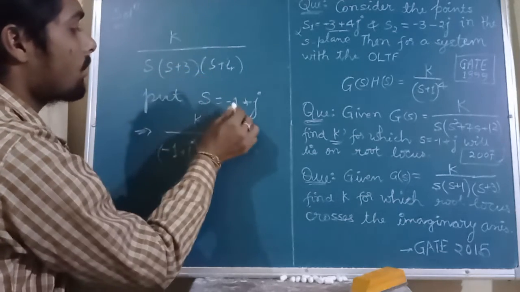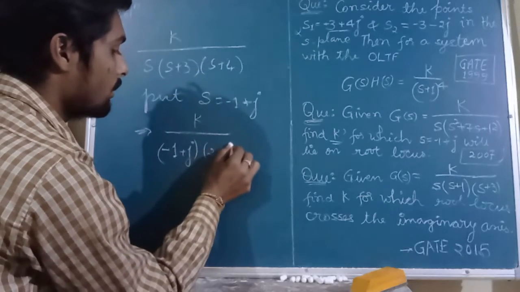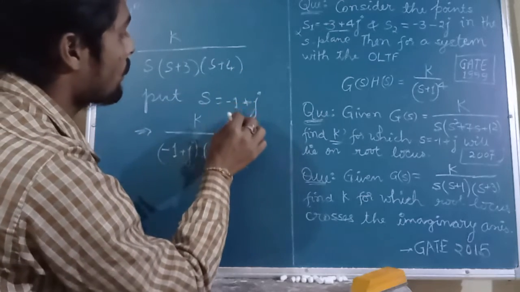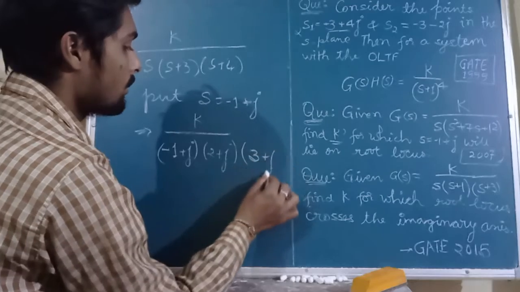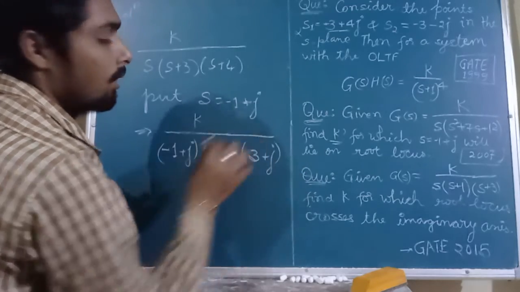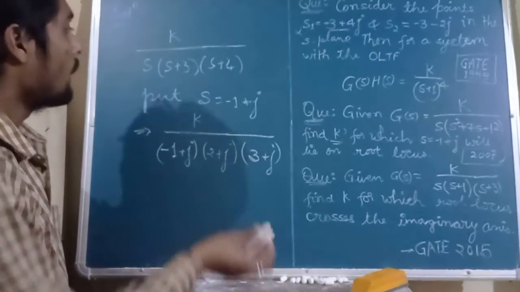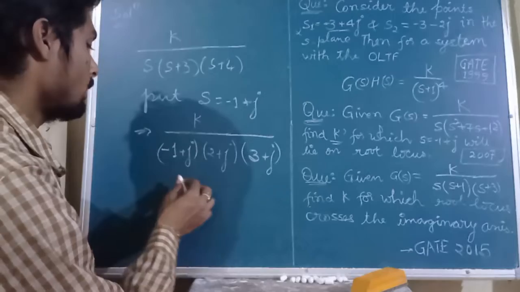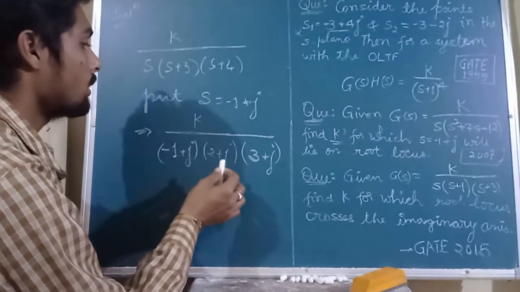Now s plus 3, minus 1 plus 3, that is 2 plus j. Again s plus 4, 4 minus 1, that is 3 plus j. Got it? Now what I already told, that the magnitude of this open loop transfer function must be equal to 1. Then only the given point will lie on the root locus, otherwise not.